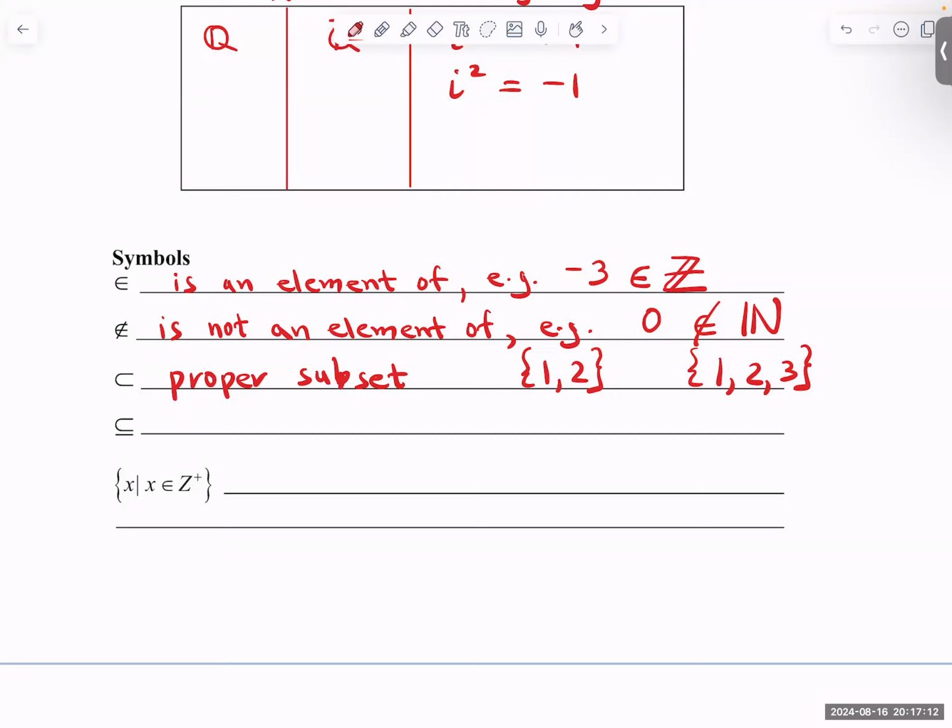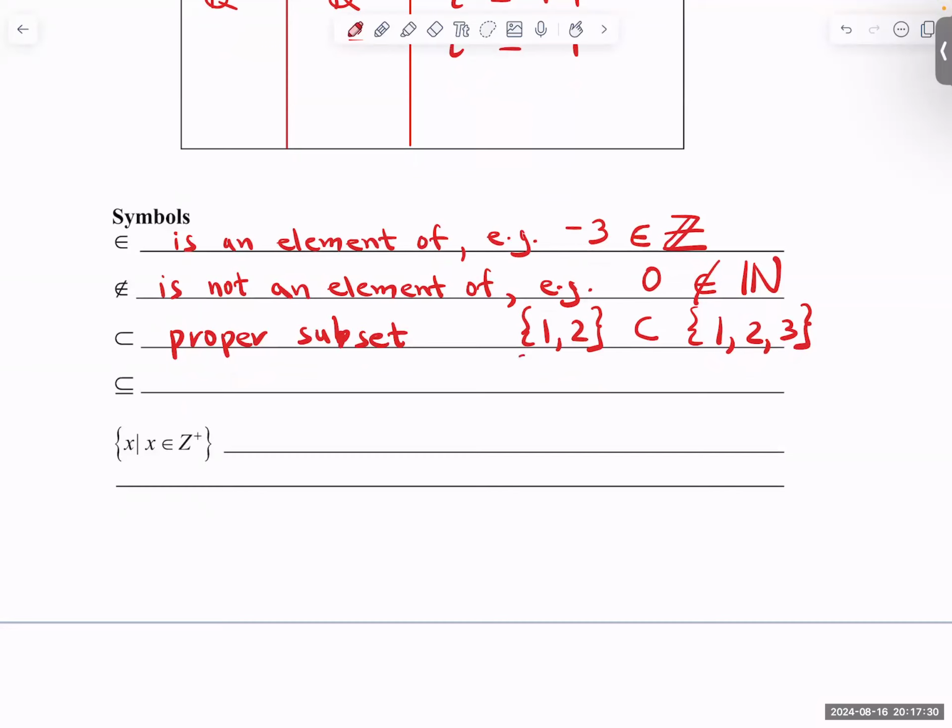So the set {1, 2} is a proper subset. Every element is contained in the other set. Additionally, there is at least another element in the set on the right.